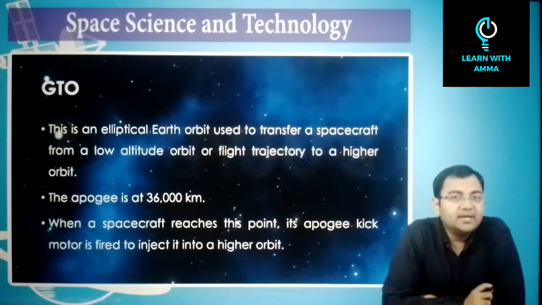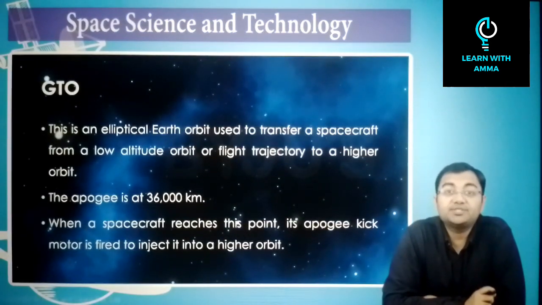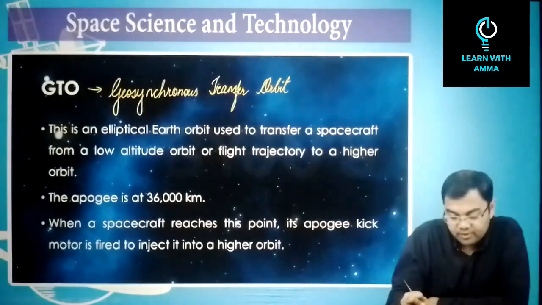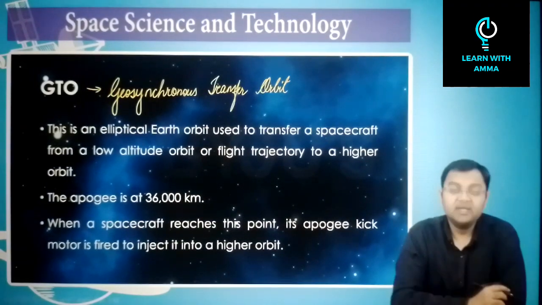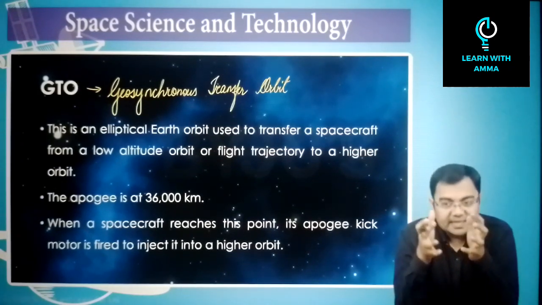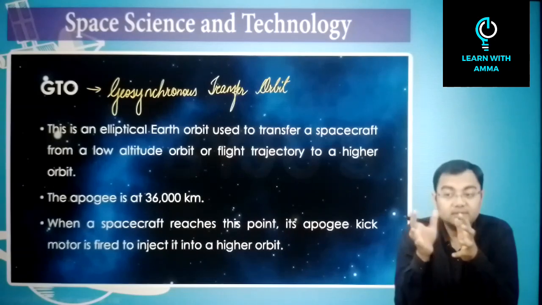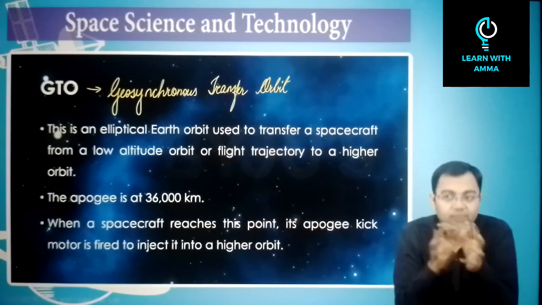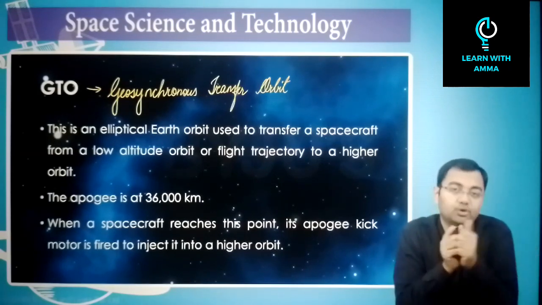Now lastly, we have another orbit which is called the geosynchronous transfer orbit, or GTO. When we talk about this particular orbit, this is a special case of an orbit that will take the satellite from a low orbit to a high orbit, from a low Earth orbit to a high Earth orbit.